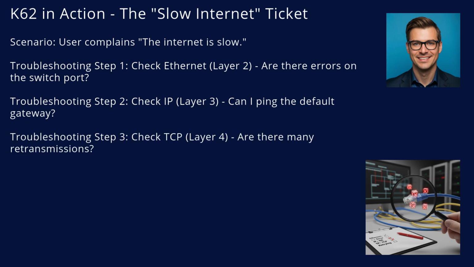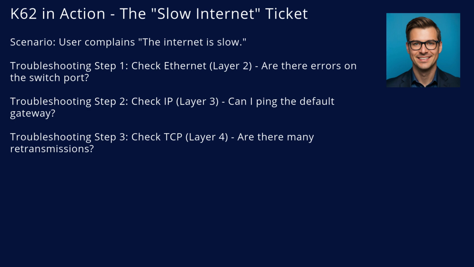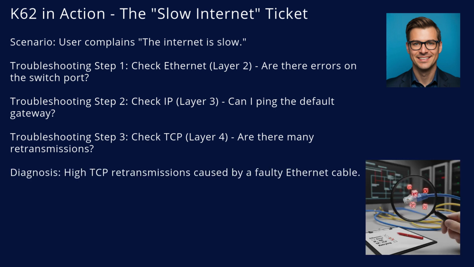Step 3, check TCP. You use a tool like Wireshark. Do you see a lot of TCP retransmissions? This means data is getting lost and resent. In this case, you find high TCP retransmissions caused by a faulty Ethernet cable. You solved it by understanding the relationship between the protocols.